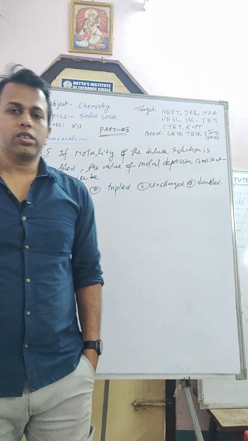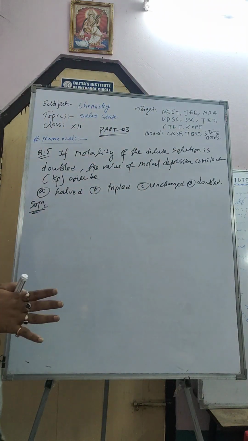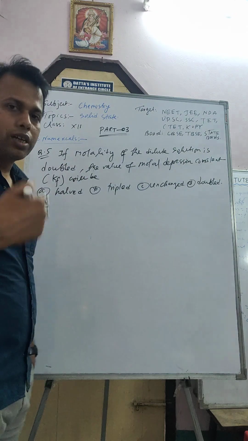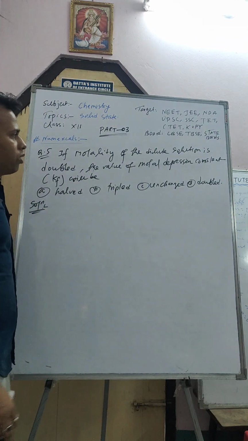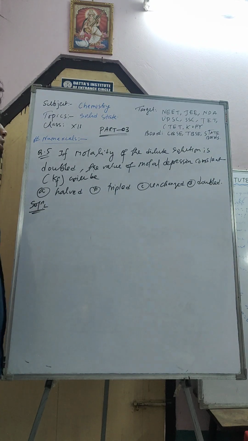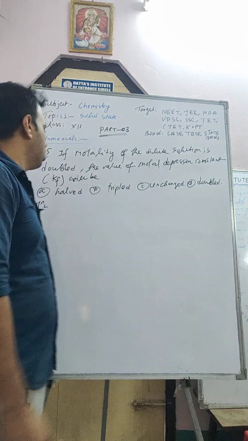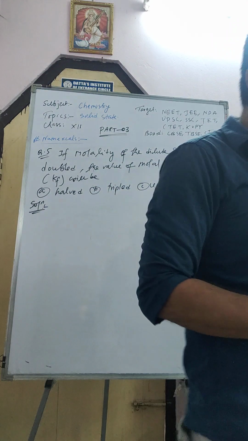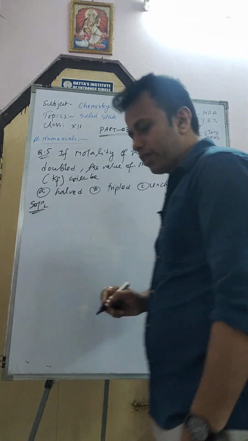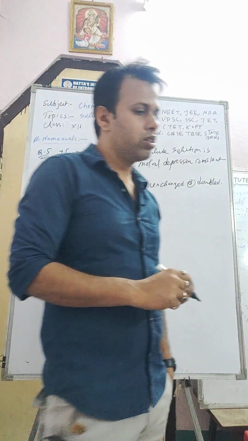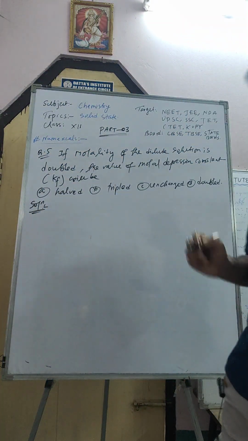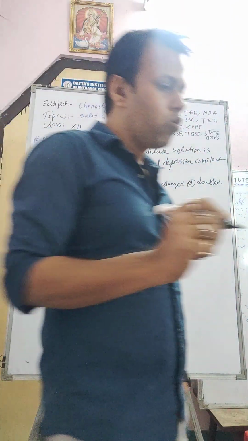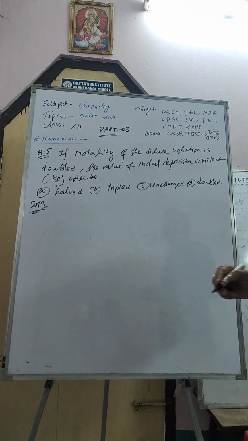So students, our next question, that is question number 5. It will be a theoretically based question. The question is like that: if the molality of a dilute solution is doubled, then the value of the molar depression constant Kf will be what? It will be double, triple, unchanged or half. So there is one interesting point. The value of the molar depression constant does not depend on the molality, because it is constant for a particular solvent. So what will be the answer? The answer C will be correct.